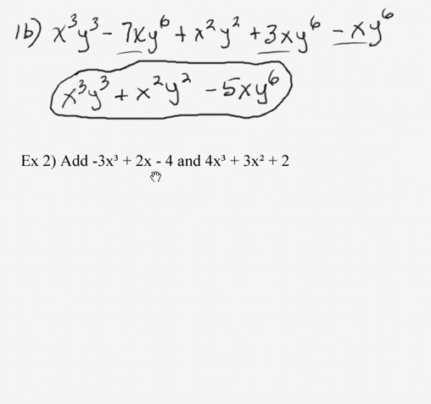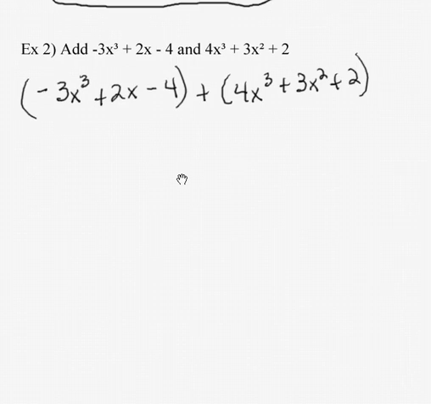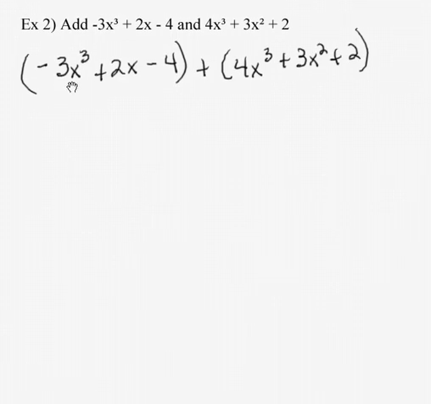All right, here's another one. We're going to add two polynomials, and I'm going to put parentheses around them to kind of signify that they are two separate polynomials. Negative 3x to the 3rd plus 2x minus 4, and I'm adding to that the polynomial 4x to the 3rd plus 3x squared plus 2.